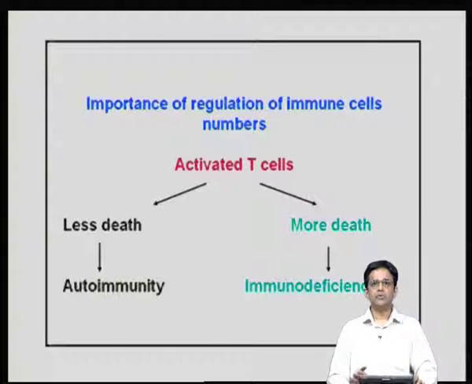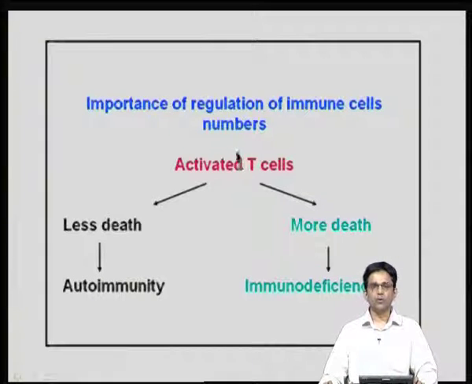Now here, there are two scenarios, which is what I have shown over here. You have activated T cells, and for example, if there is less death, that means the cells that ought to be removed after activation, they have done their job, they now need to be removed. If they are not removed, then it results in autoimmunity, and we will see examples of this. For example, in humans or mice with mutations in FasL, you have increased numbers of activated T cells, and it causes major problems. So it causes autoimmune syndromes in these mice and people. We will be discussing some of that aspect.